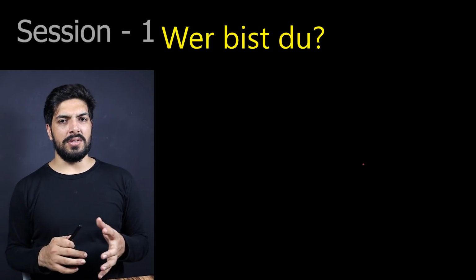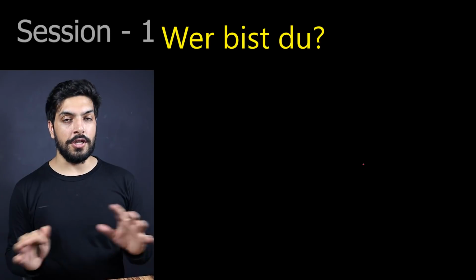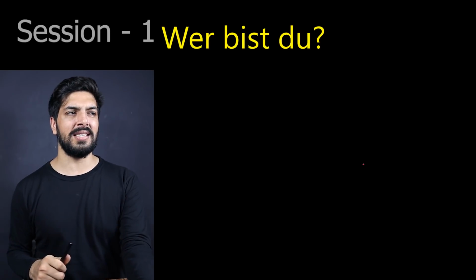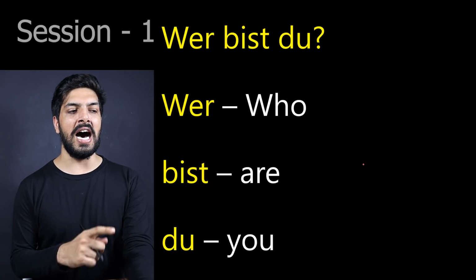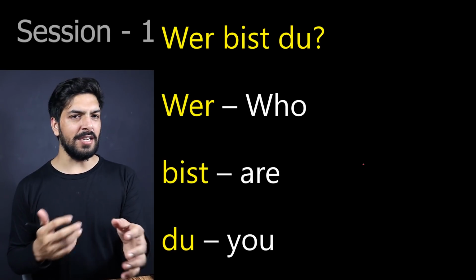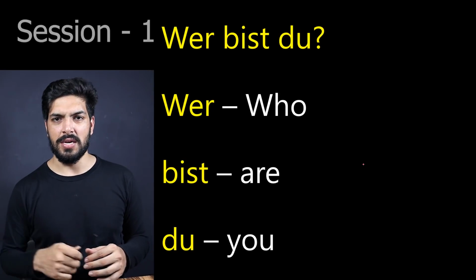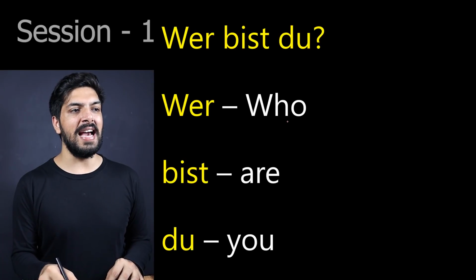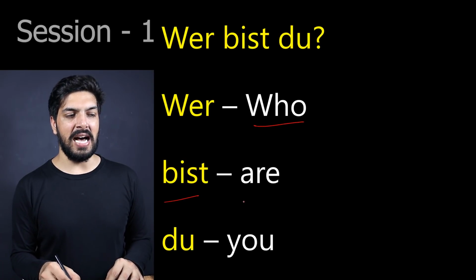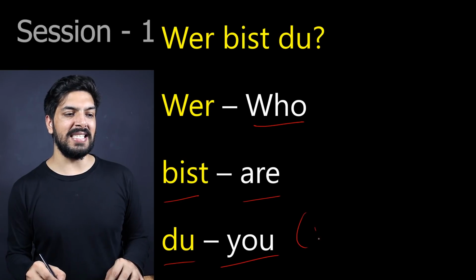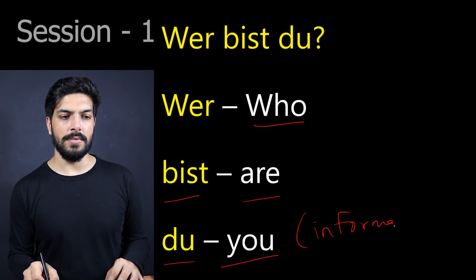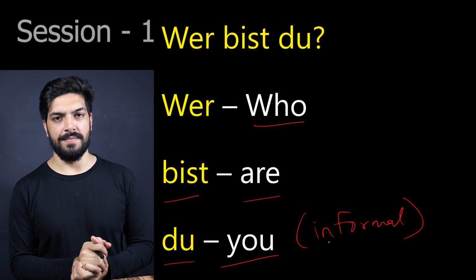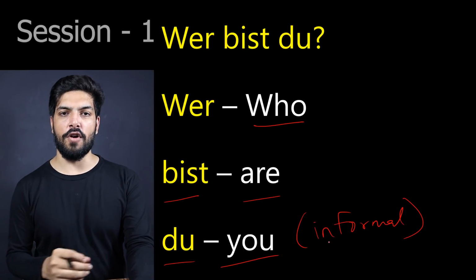Wer bist du? This is the most, let's say, direct way to ask. Do not use it anywhere in Germany because you are new there. Only close friends ask it, and literally it means who are you? Even in English, we don't ask people who are you. Sometimes we do that just for the knowledge sake. Just remember this. Wer is who, bist is are, and du is you, which is informal you. Right? So wer bist du is who are you. This is the third one of the informal.